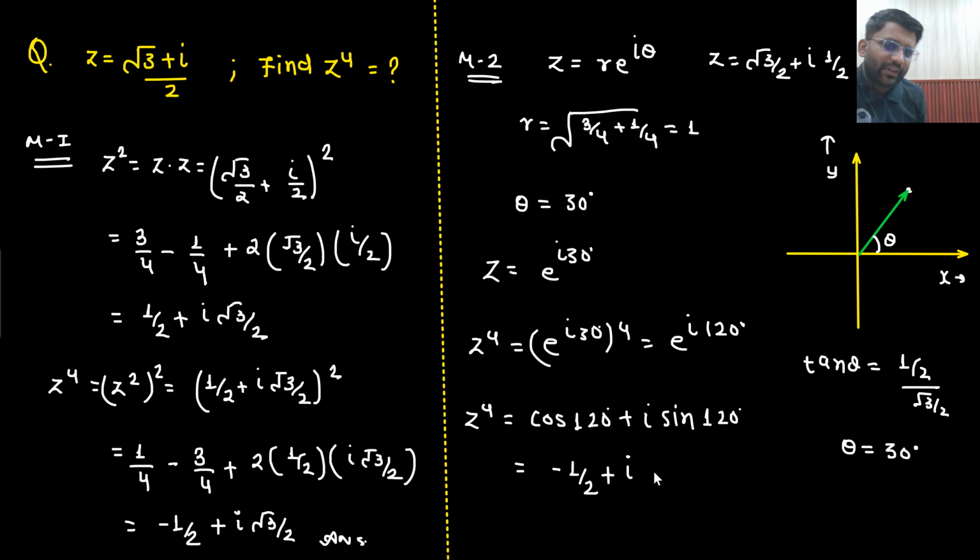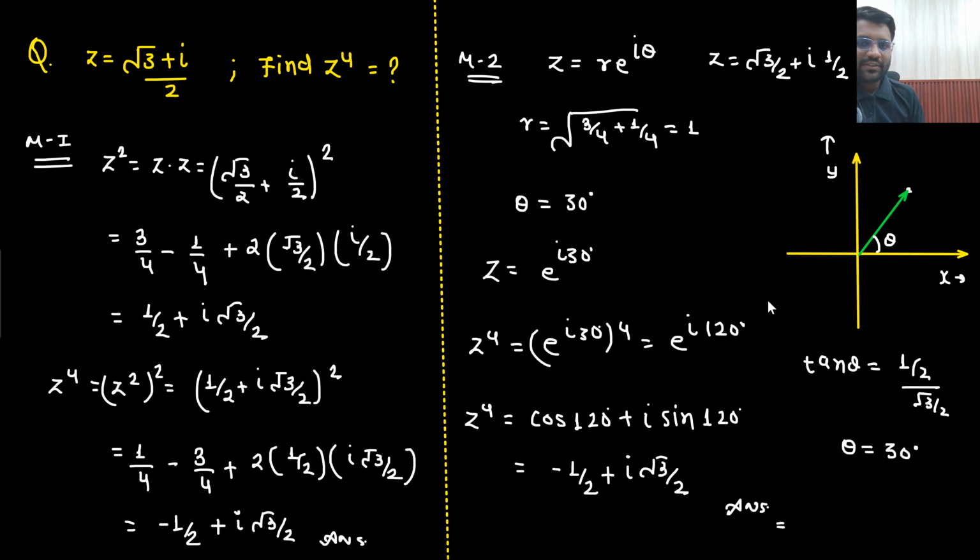What is sine 120? That would be equal to cos 30, and in the second quadrant, sine is positive. So what is cos 30? Cos 30 equals sine 60. So what is sine 60? Sine 60 is nothing but under root 3 by 2. So that's it. This is the answer. There you go. Minus 1 by 2 plus iota under root 3 by 2.